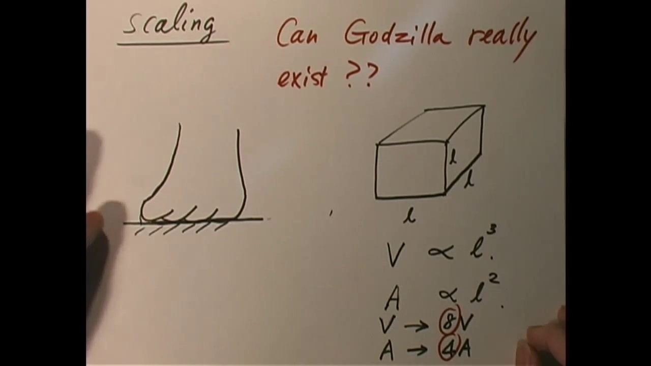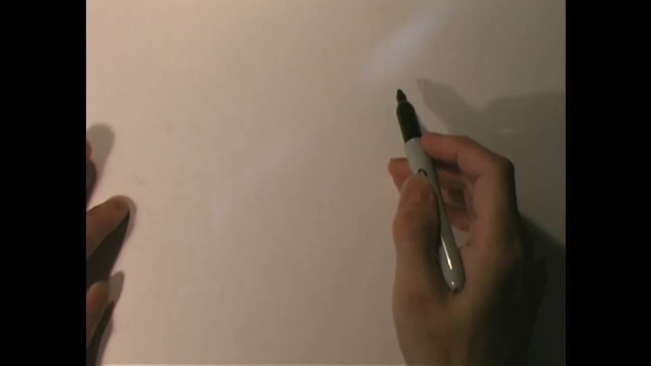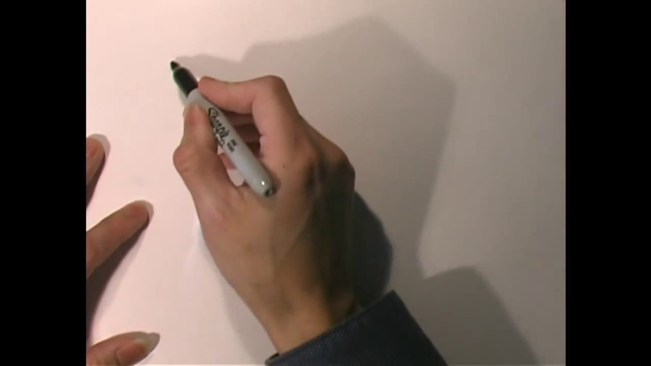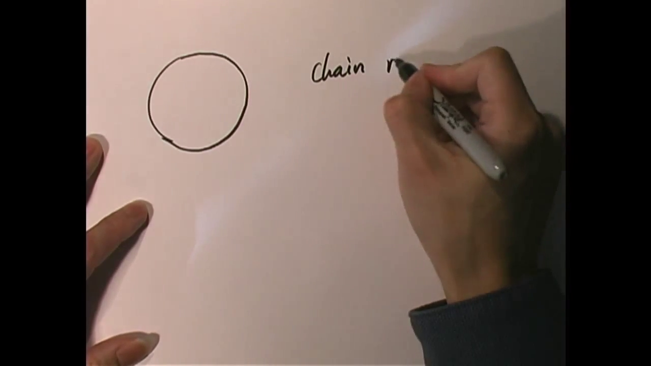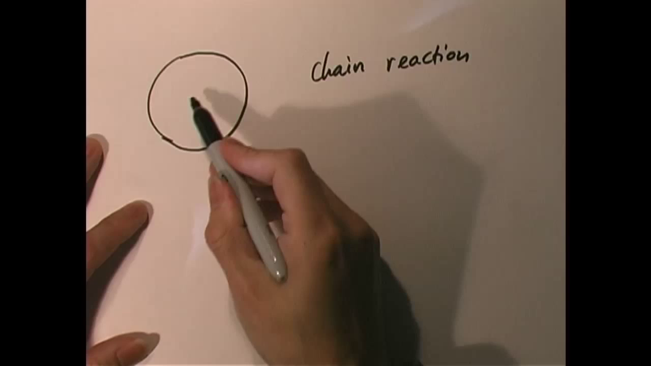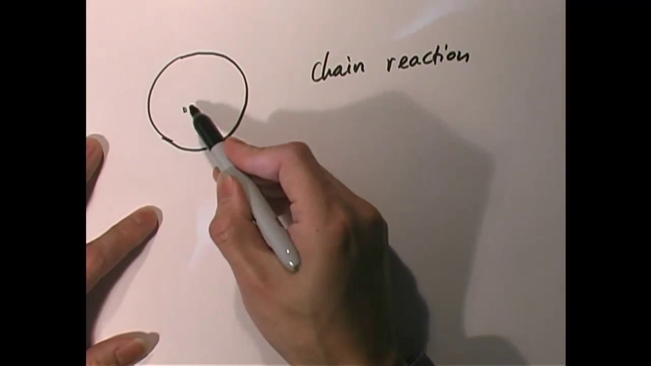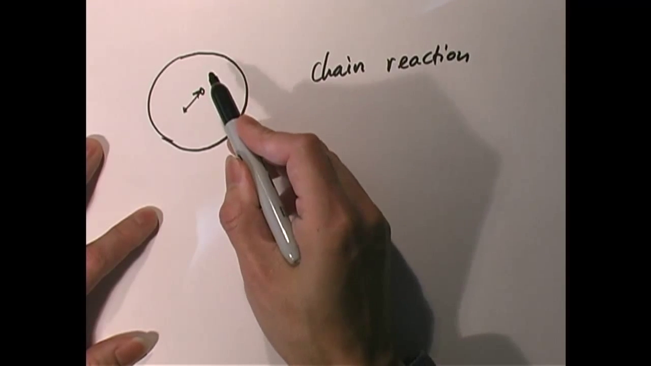Another example of scaling is the so-called critical mass of an atomic bomb. It is no secret that any atomic bomb requires the warhead to reach a certain critical mass. So let's see what's going on here. In a fission bomb, what you have is what's called a chain reaction, and that is, a certain nuclear fission will release a neutron, and that neutron will further cause more nuclear decay in another nucleus, and it goes on and on and on.